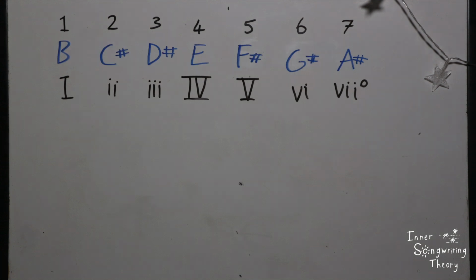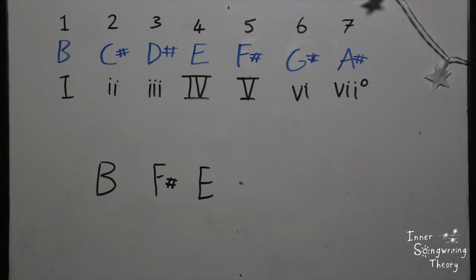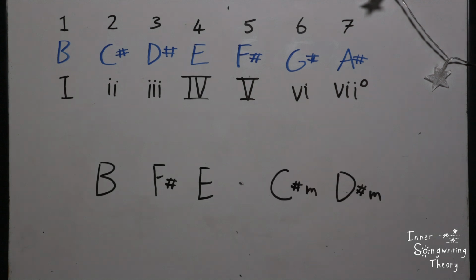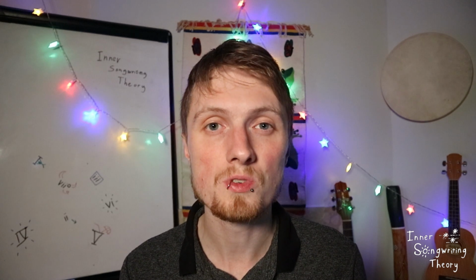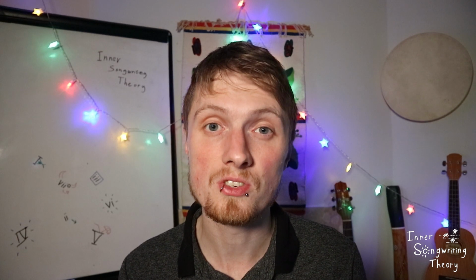Bruno Mars' Lazy Song features the chords B, F sharp and E in its verses and choruses, with C sharp minor, D sharp minor and G sharp minor in its bridge. That's nearly every chord in the B major scale, with the 1, 4 and 5 in the choruses and the 2, 3 and 6 in the bridge. If this simple concept is good enough for the Beatles, Bruno Mars and Ed Sheeran, I think somehow it's good enough for us. Let's write some music.